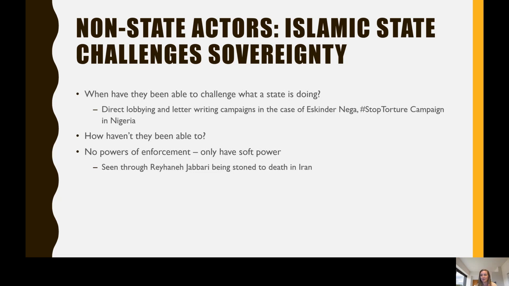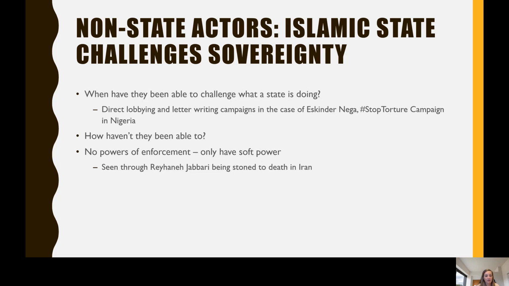They've also been successful with Chelsea Manning, who was imprisoned for 35 years for breaching the Espionage Act. However, Obama granted her clemency in 2017, and it did result in her being released. But this was only because of the lobbying that Amnesty International did for Chelsea Manning. So they have been successful in some ways.